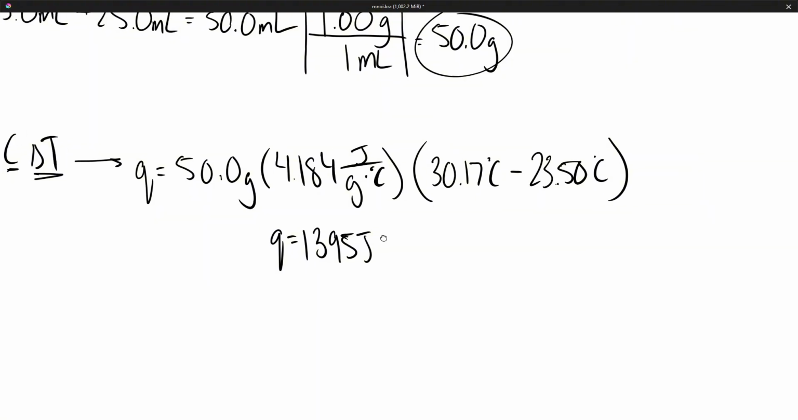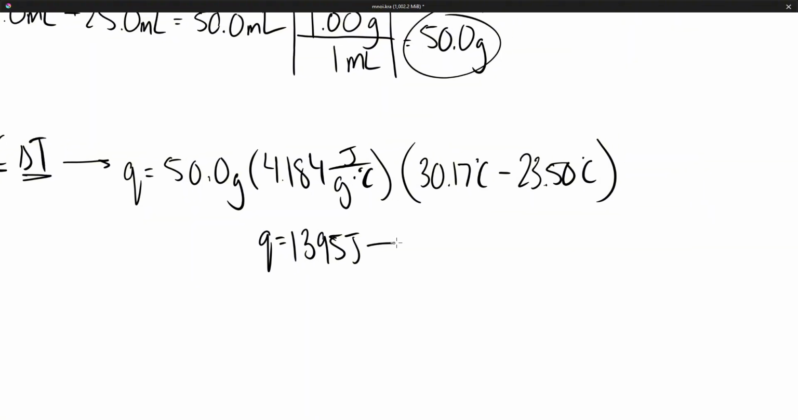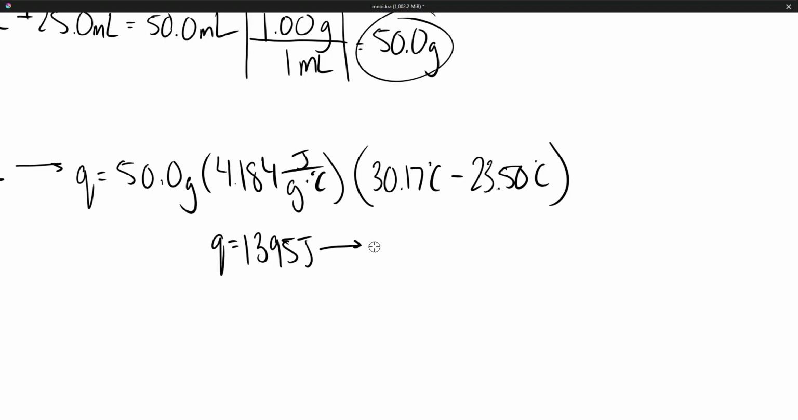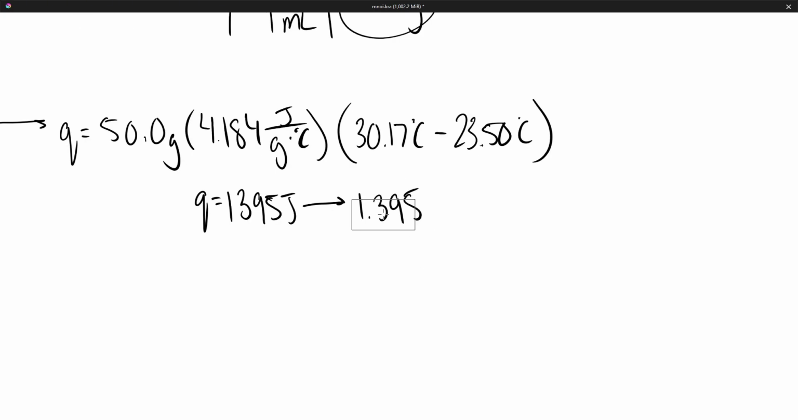But since we want the change in enthalpy in kilojoules per mole, we want to convert this to kilojoules. So just 1.395. You can round this to 3 sig figs if you want, but if you do round it, you'll only get like 2 sig figs since you round this up. So you don't really have to. It won't affect your numbers that much. So I just keep it like this, low key.